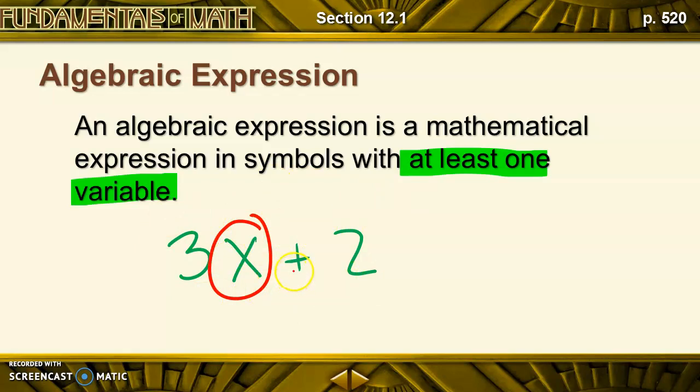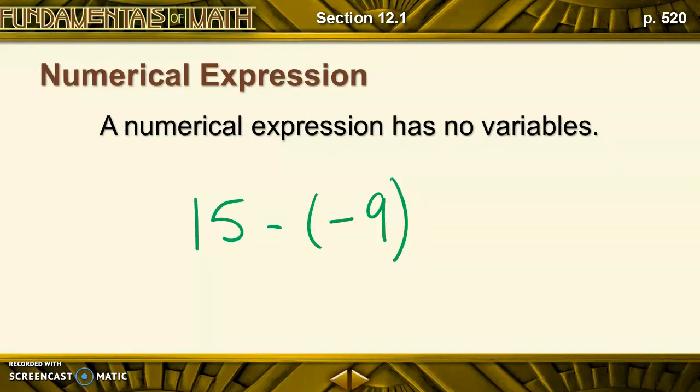Now what's the opposite of algebraic? Well, a numerical expression. A numerical expression has no variables, and in this problem I have 15 minus negative 9. There are no variables here, therefore that makes it a numerical expression. Okay, so we're getting a lot of good definitions out of the way.